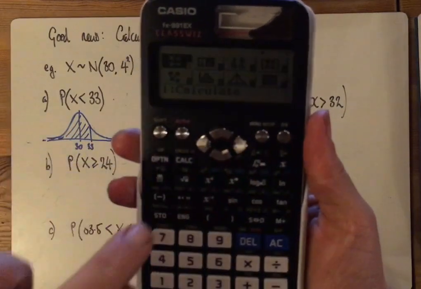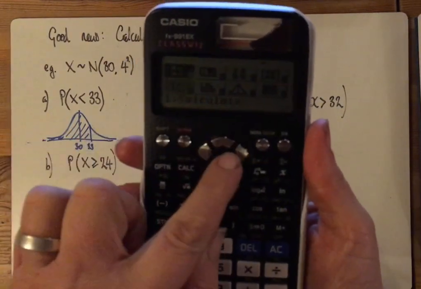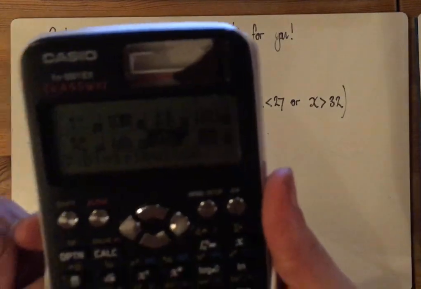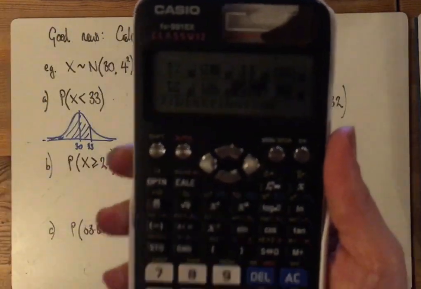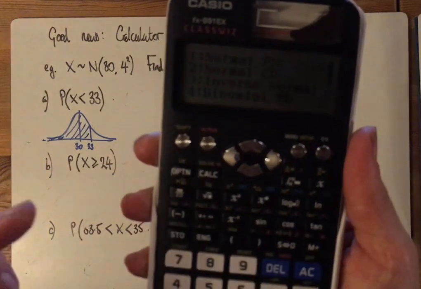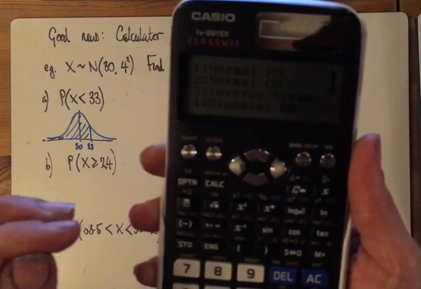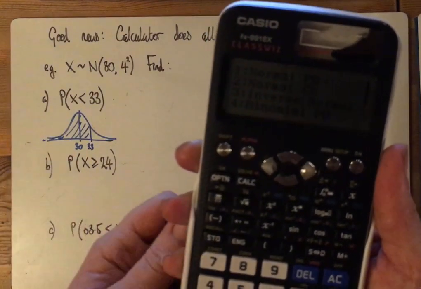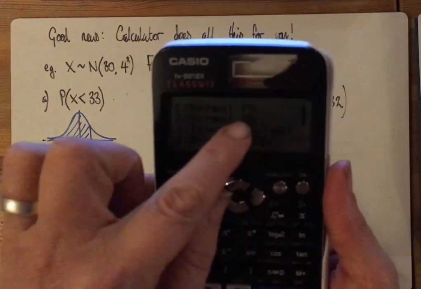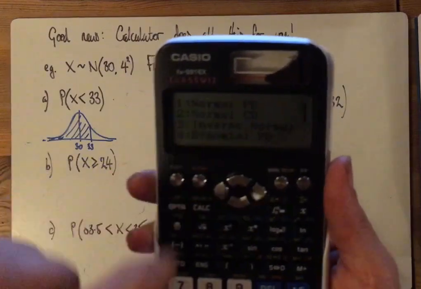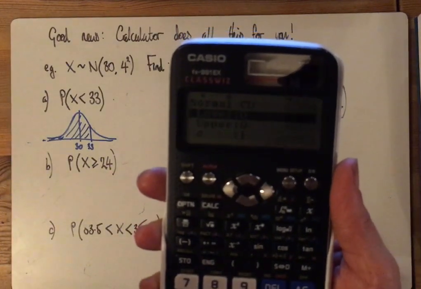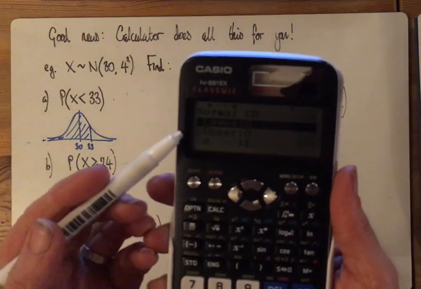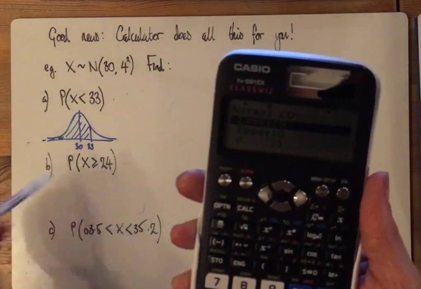If you go to menu and then option 7, or scroll around, and there's like a bell-shaped picture of a curve, press equals. So you used that last year for the binomial stuff, and we're looking at cumulative distributions. We're not going to use PD, so option 2. And for this one, my lower bound, x is less than 33.